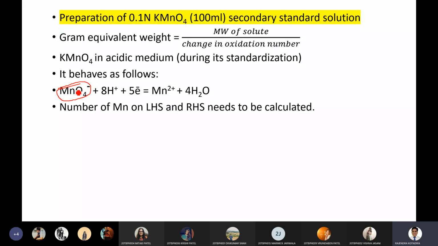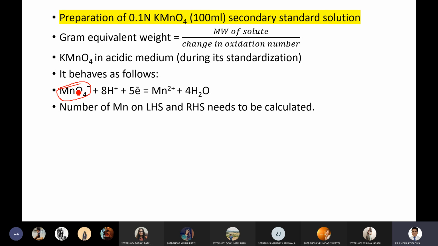Okay, so how did we get +7? Because the net charge of MnO4 is given, it is -1. We calculated the oxygens, it is -8. Knowing the net and the oxygens, we get the charge of manganese from the difference of the two, it is +7. So the net charge of manganese on the left hand side is +7. And what is the charge of manganese on the right hand side? It is +2. So on the left hand side it is +7, on the right hand side it is +2.